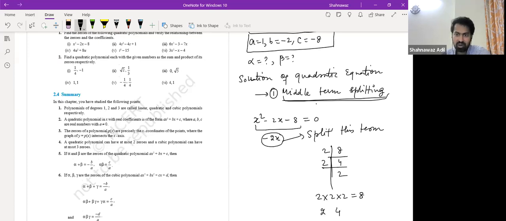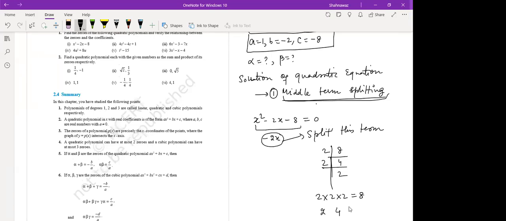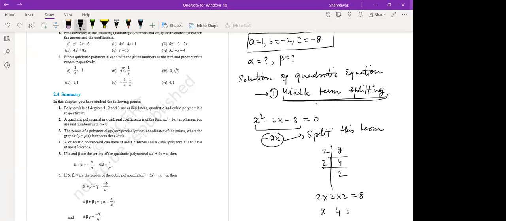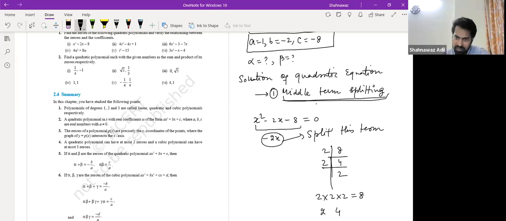But what would be the sign of 2 and 4? Which one is positive and which one is negative? Which one is minus, 2 or 4? If I take this as minus, so this is minus 2 and this is 4. So the product would give me minus 8. Right, so this is there.